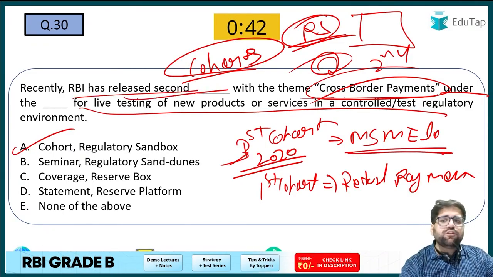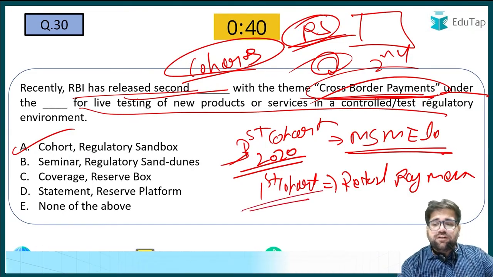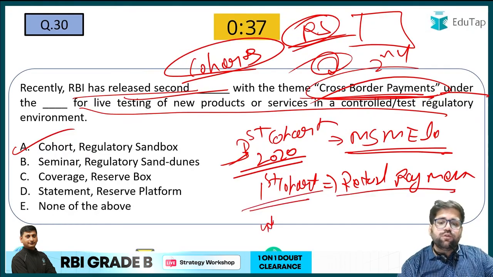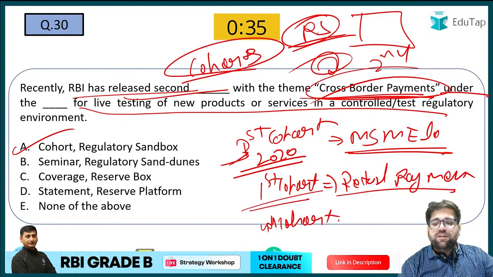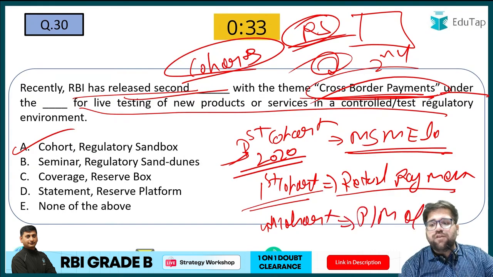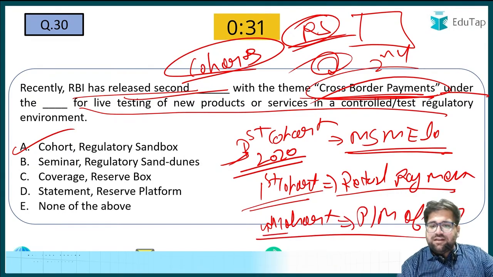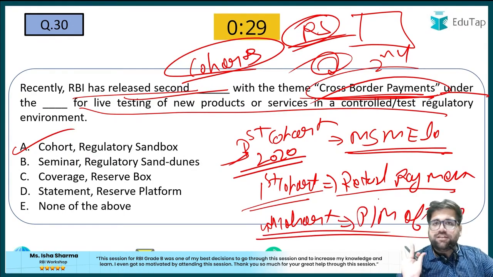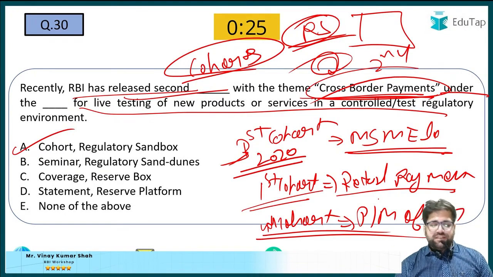The theme of the second cohort was cross-border payments. The theme of the first cohort was retail payments, and the fourth cohort was also in the news, which is prevention and mitigation of financial frauds. So this is directly related to current affairs. And if you are not reading current affairs thoroughly, sorry to say, you are making a big mistake.